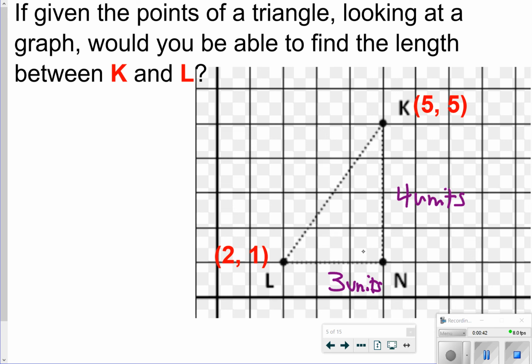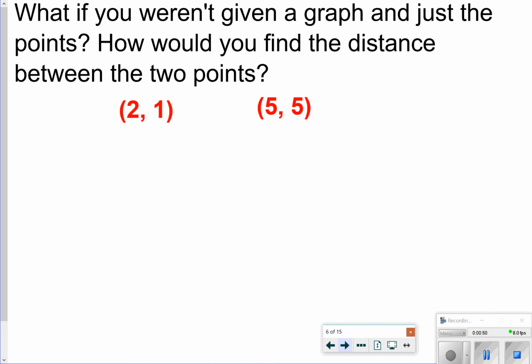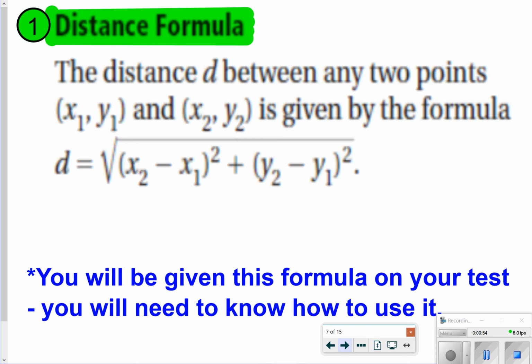Since this is a right triangle, we could use the Pythagorean theorem, a squared plus b squared is equal to c squared, okay? But what we're looking at today is, what if we're just given 2 points and not given the option to graph? That is where this distance formula is going to come in. You are going to get this formula on your test, so you don't have to memorize it, you just need to know how to apply it.